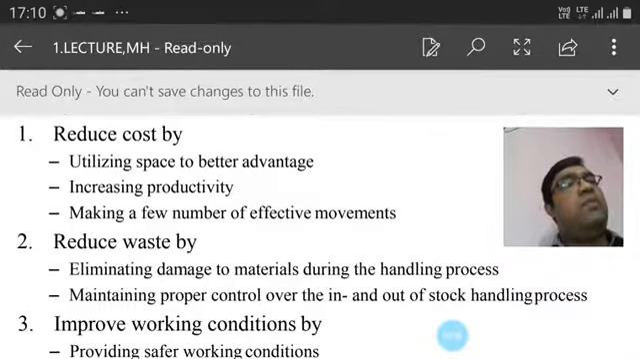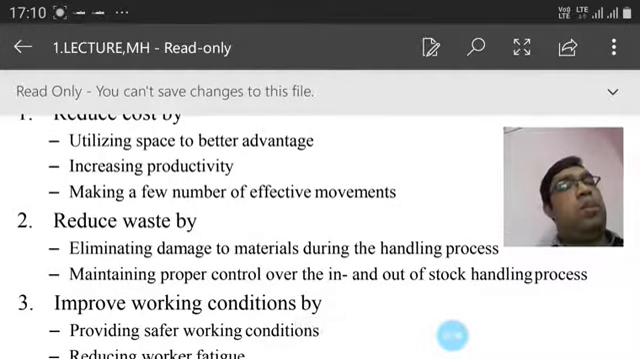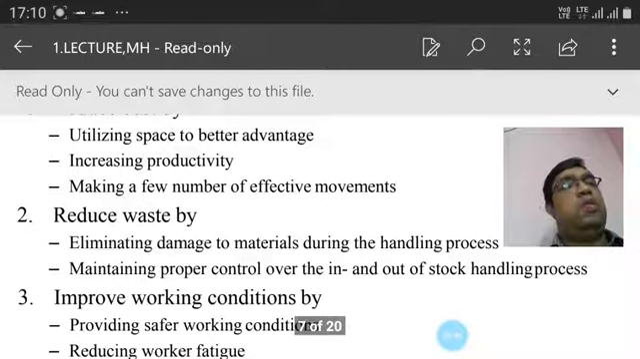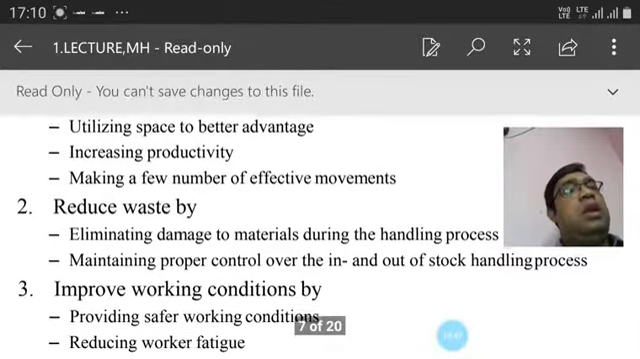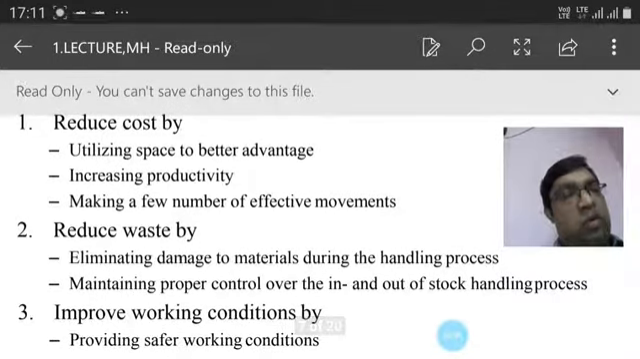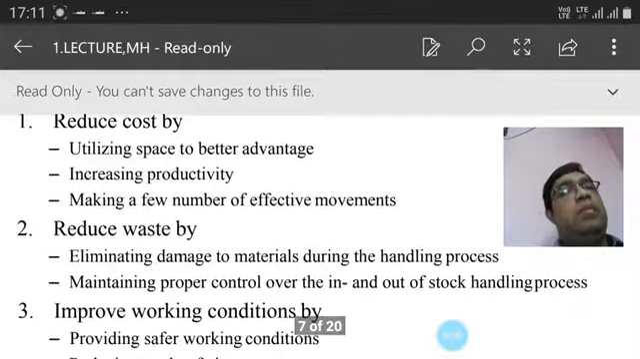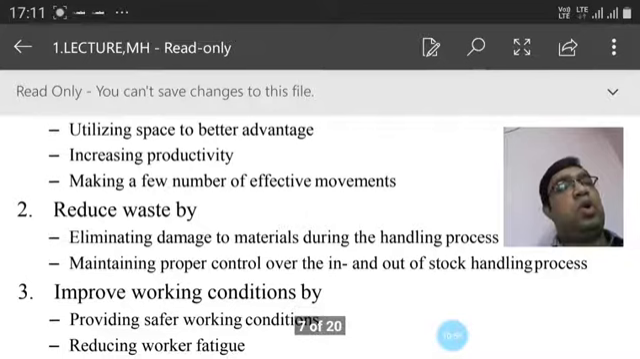But this is very difficult, because a large number of movements will come in your materials handling systems, and then production will be reduced. Basically, if a larger number of storage systems is given, then your production cost will be high.